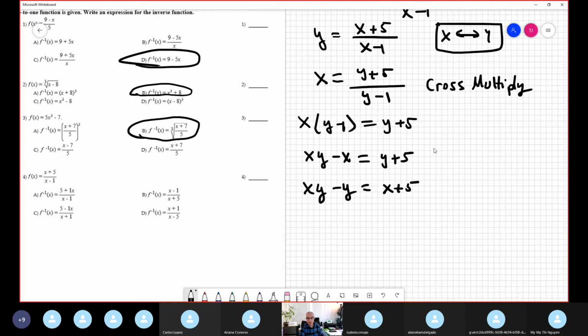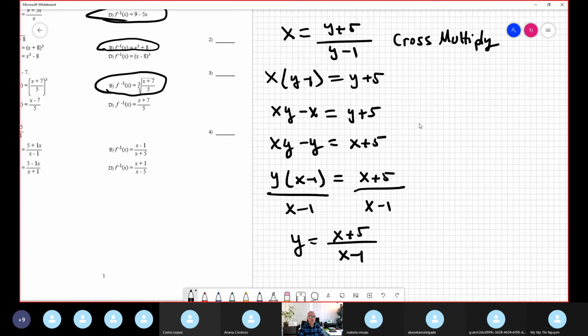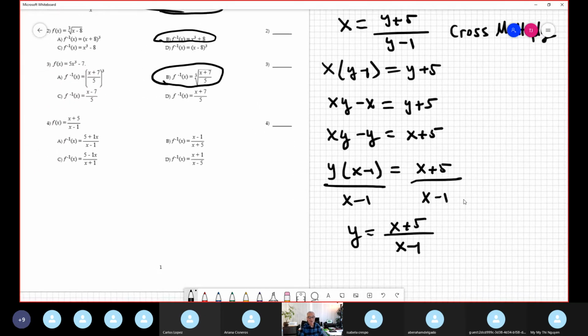Factor y, the greatest common factor is y: y times (x minus 1) equals x plus 5. Divide both sides by x minus 1. The new y, which is the inverse function, is (x plus 5) divided by (x minus 1). I don't know why they put the 1 coefficient. You know, a 1 coefficient is invisible. So this is equivalent to 5 plus x. See, 5 plus x and x plus 5 is the same, over x minus 1. That's the option. Any question?